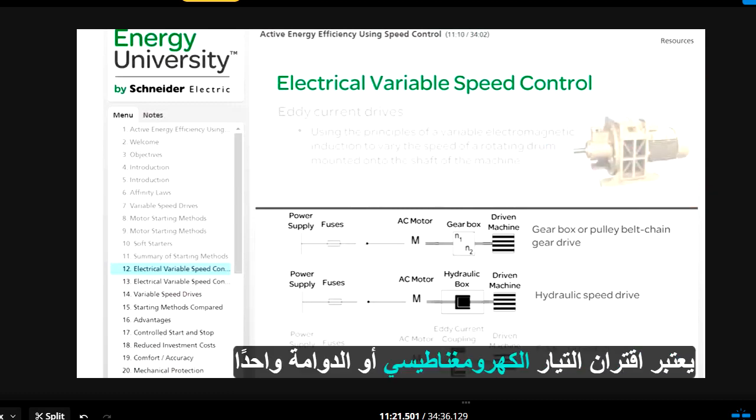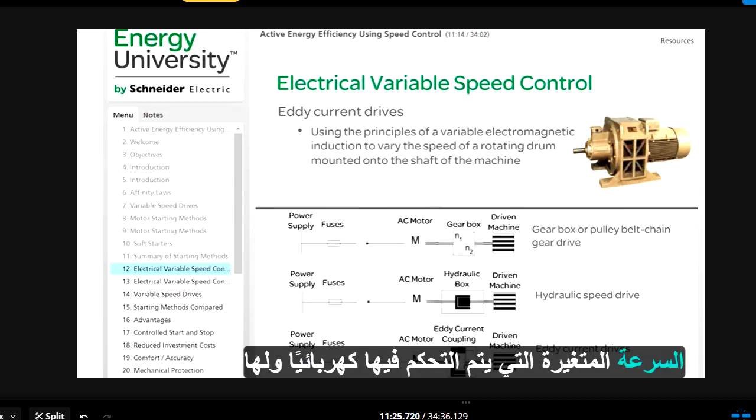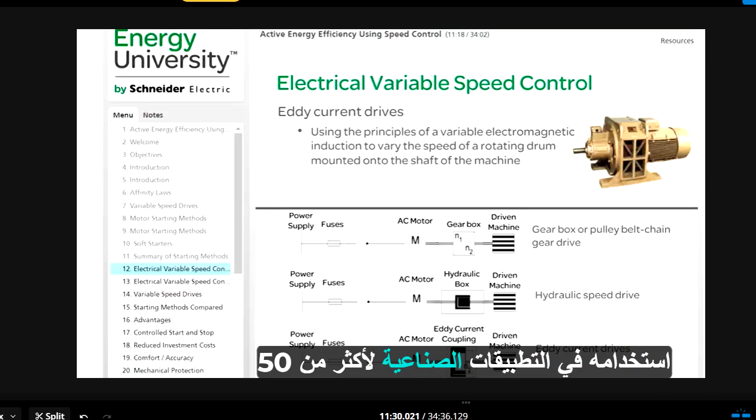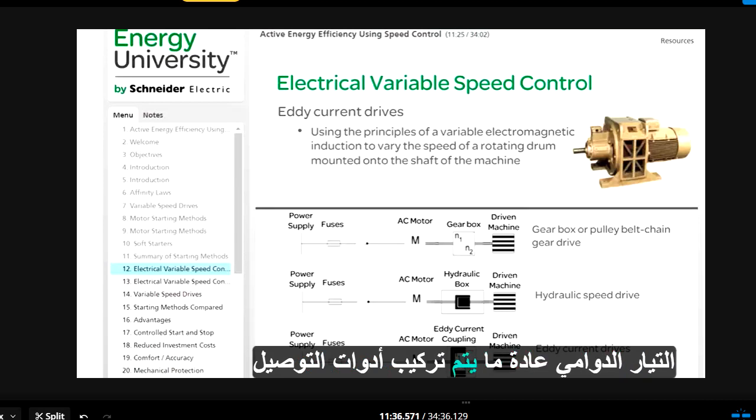The electromagnetic or eddy current coupling is one of the oldest and simplest of the electrically controlled variable speed drives and has been used in industrial applications for over 50 years. In a similar arrangement to hydraulic couplings, eddy current couplings are usually mounted directly onto the flange of a standard squirrel cage induction motor between the motor and the driven load.